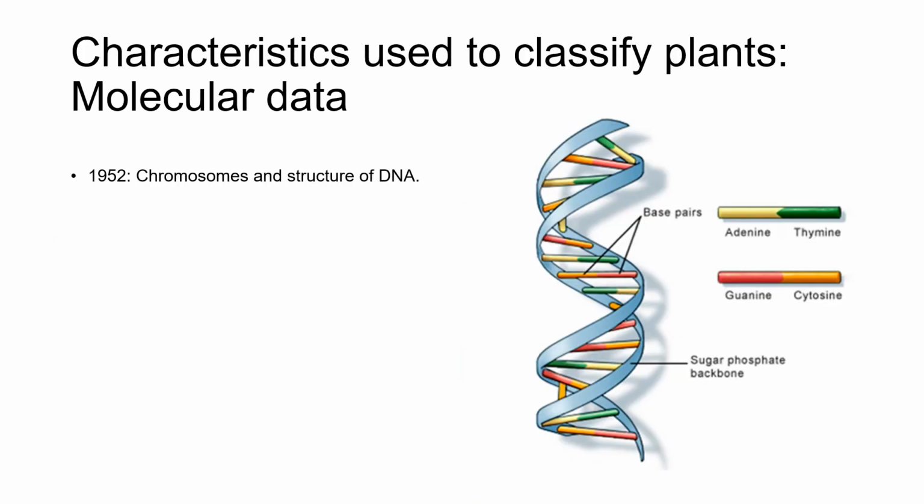The discovery of the role of chromosomes and the structure of DNA in 1952 has resulted in molecular data also now being used to classify plants. The analysis of molecular data combined with fossil evidence has enabled scientists to propose new theories about the evolutionary history of plants. This history is depicted diagrammatically as a phylogeny, and it's represented schematically in a diagram called a phylogram.